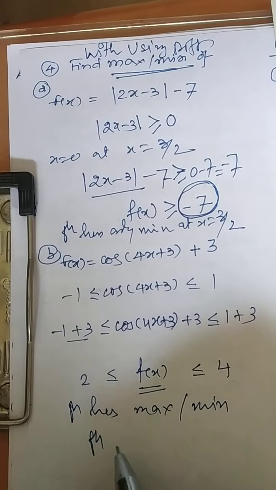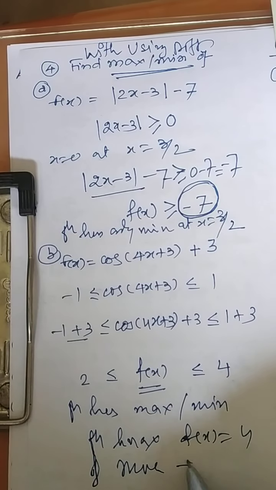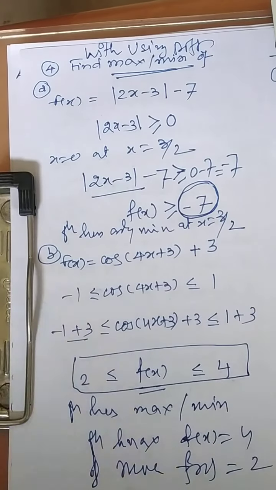So the function has a maximum value equal to 4 and a minimum value equal to 2. So this particular function has both maxima and minima. So this is the criterion where you can answer the question.